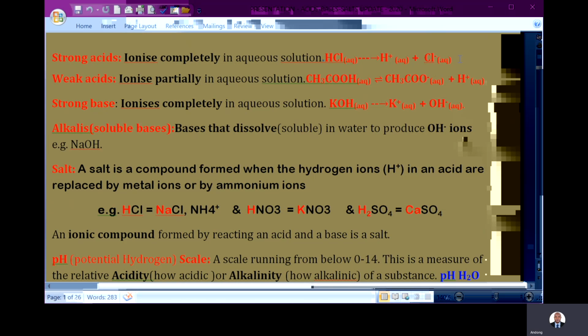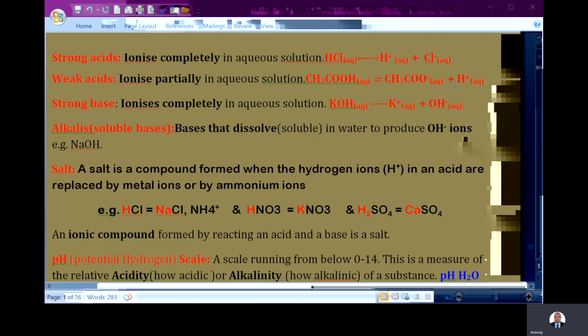Hence, the solution will have a very low pH. Ethanoic acid, which is otherwise called vinegar, is a weak acid. Why do I say it is a weak acid? It ionizes partially into the ethanoate and the hydrogen ion.